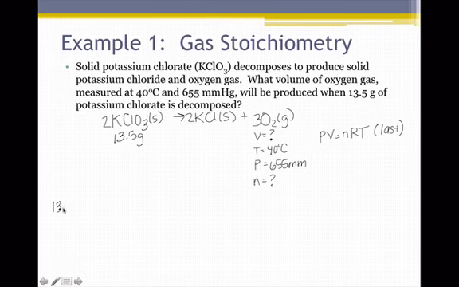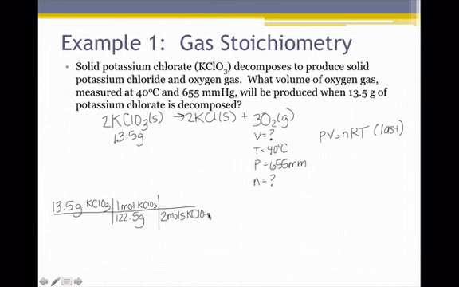So I'm going to start with my 13.5 grams of potassium chlorate. And then the molar mass of potassium chlorate is 122.5, and that's 1 mole. And then for every 2 moles of potassium chlorate, we produce 3 moles of oxygen gas. And I had to do that so I could find my moles of oxygen gas and then plug into PV equals nRT to find my volume of oxygen gas. So if I do this, the answer comes out to be 0.165 moles of O2.